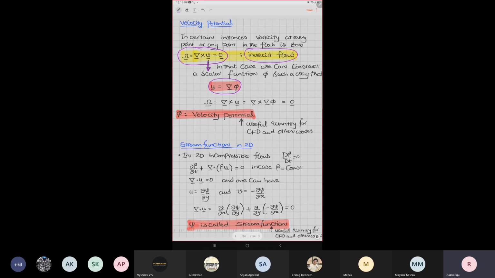So that if I am going to take del cross of that scalar potential phi, it naturally becomes 0. That means your vorticity, because this is del cross u, what we have defined as vorticity, that becomes 0. That means this function phi, one can really associate the name velocity potential.